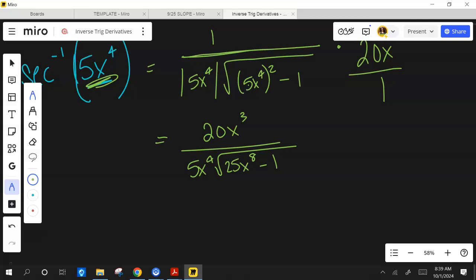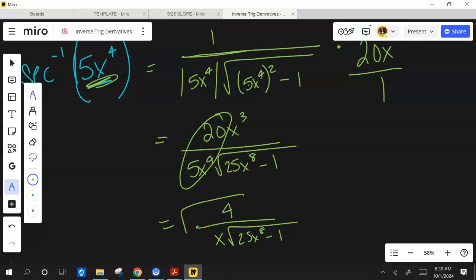Close. What? No, because then you'd have to take it out of the, you can't split that. But I could simplify these two a little bit to give me 4 over x times the square root of 25x to the 8th minus 1. That's really as far as I could take that one. Yeah, I just simplified 20 over 5. That's the answer. It's really, I mean, literally, if you've got these, you're just plugging in.